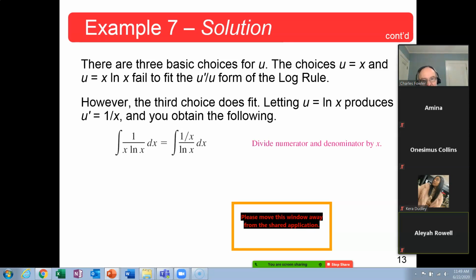So we've identified this. I don't know if it makes more sense for you to put the 1 over x in the numerator. If so, fine, do it, but they said divide the numerator and the denominator by x.